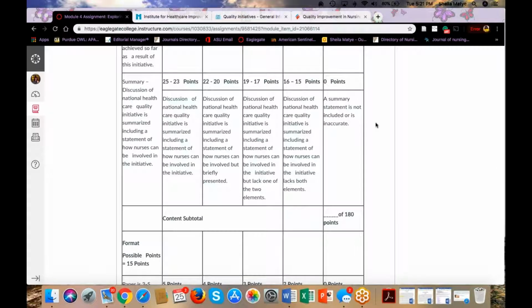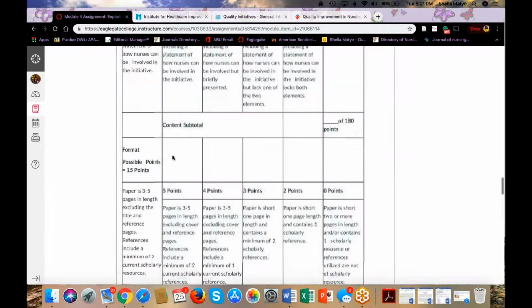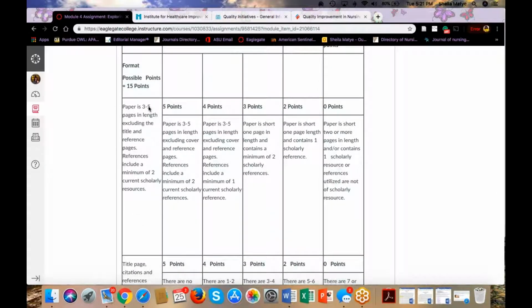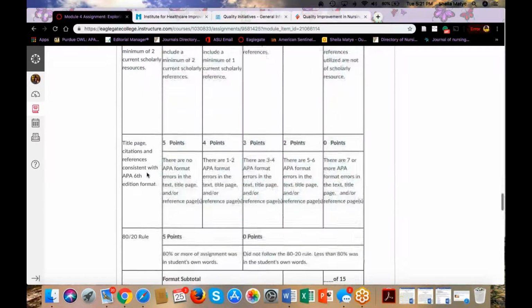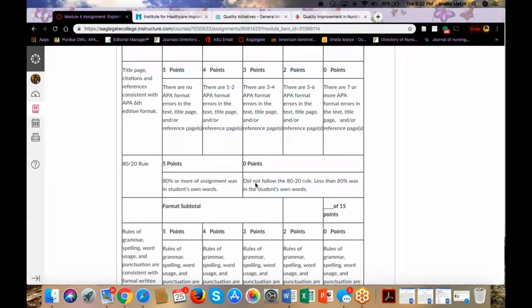Then we have summary. One of the main things that students forget again is including a statement of how nurses can be involved. All right. Please don't forget that. Then again, we have your 3 to 5 pages without the title or reference page, a minimum of 2 resources. They have to be scholarly. And then here's your APA. Here's your 80-20 rule. So if you are doing more quoting than you are paraphrasing, then this is where you'll get points taken off as well.